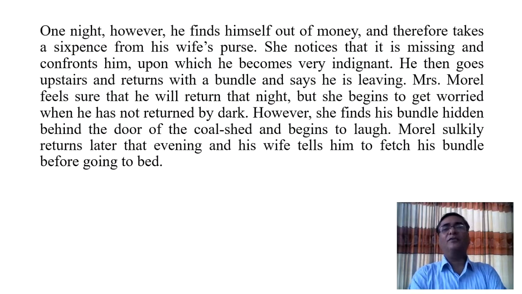It should not be allowed by any wife. One night, however, he finds himself out of money. So what happens is that when he was staying in the bar, he spent his money. He is out of his money, and therefore takes a sixpence from his wife's purse and comes home. So you can understand that he doesn't have any personality as well. She notices that it is missing and confronts him.